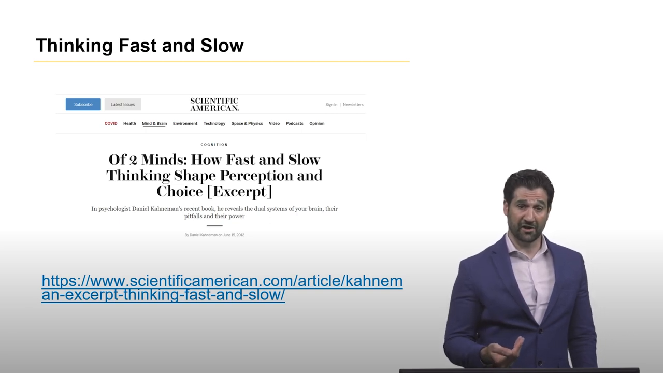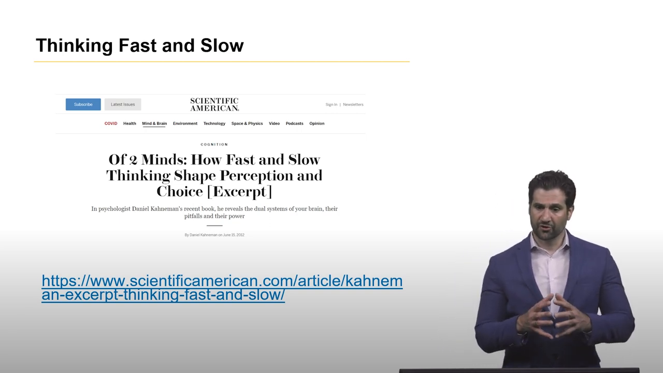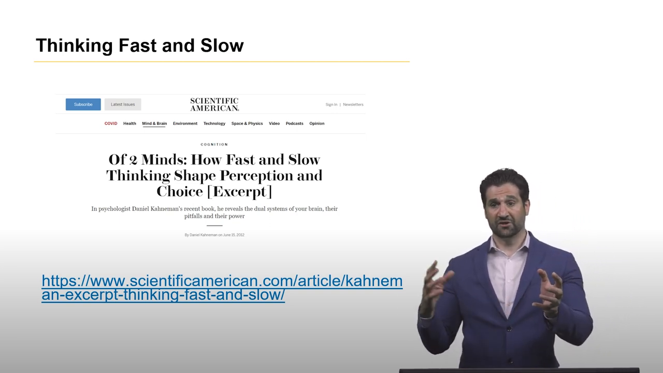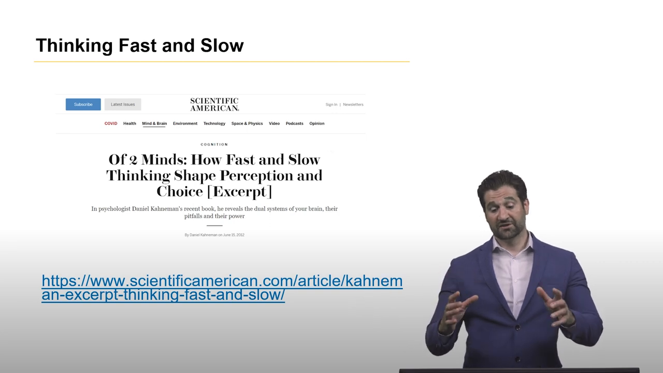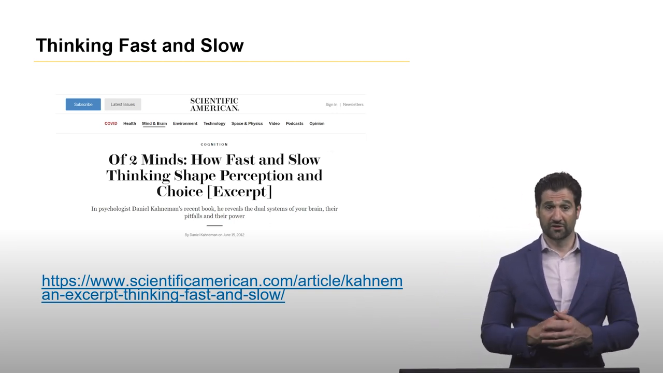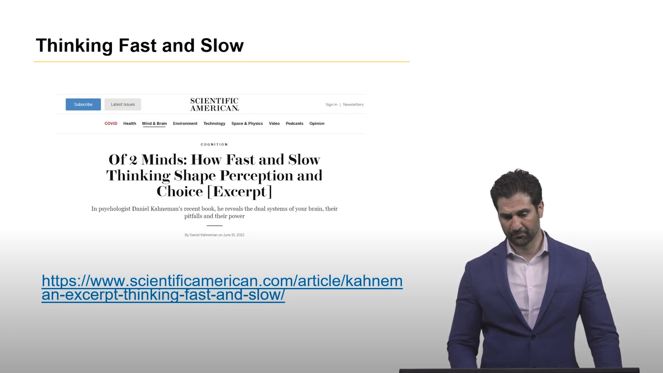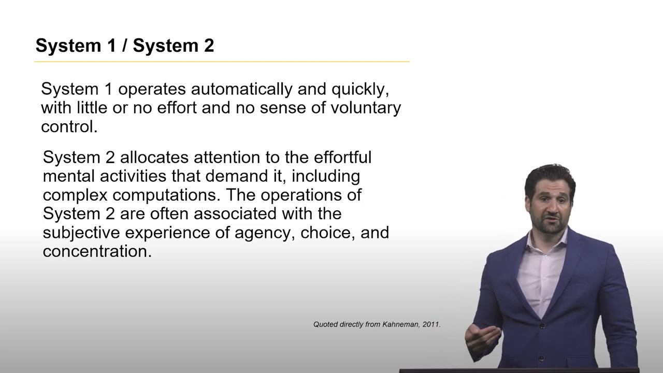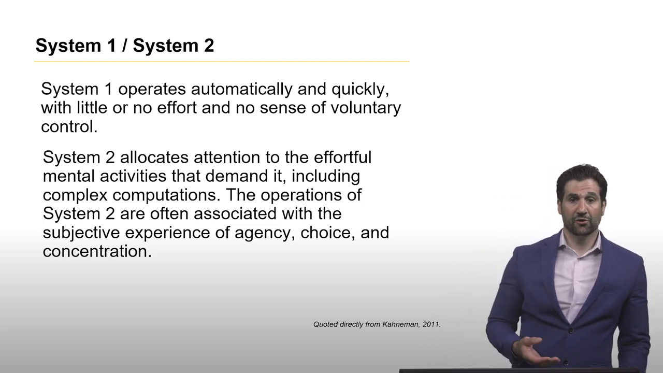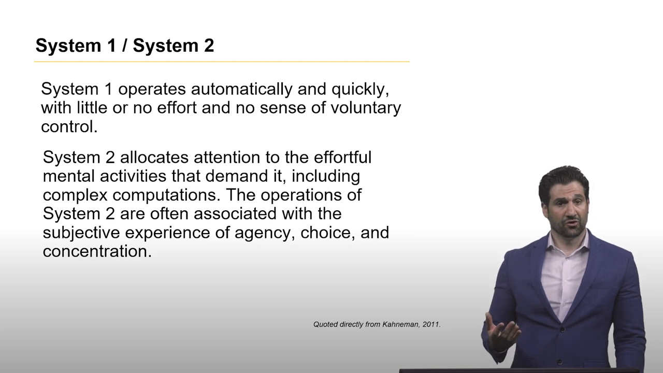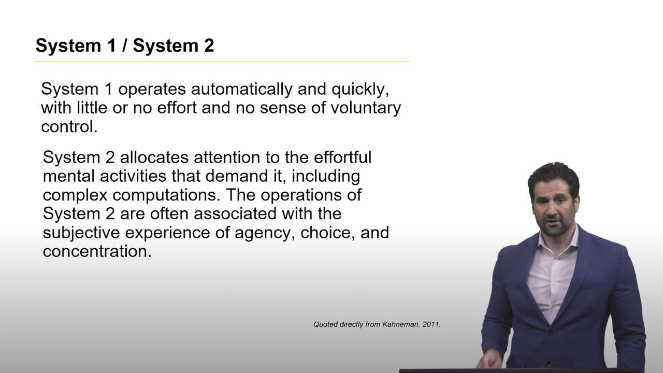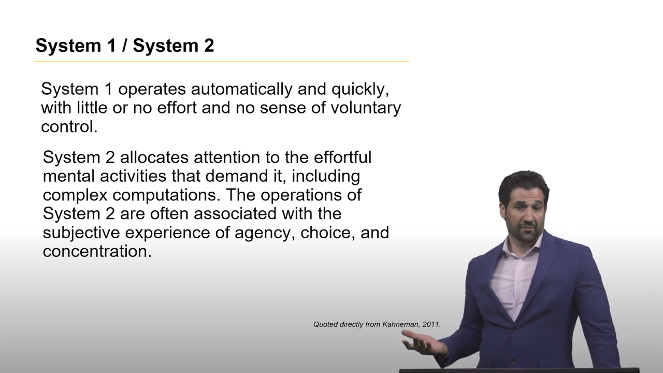So we've added this lecture because an understanding of this dichotomy between perceiving and reasoning, system one, system two, really helps you understand that better. So what is it? Well, taken directly from the source, system one operates automatically and quickly with little or no effort of voluntary control, while system two allocates attention to effortful mental activities, including complex computation.